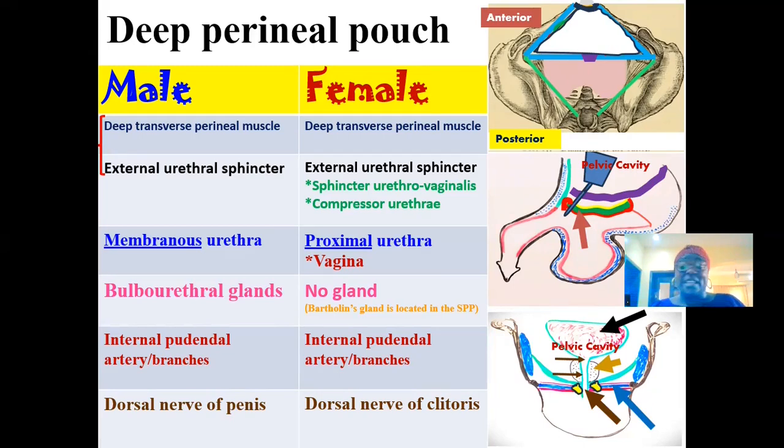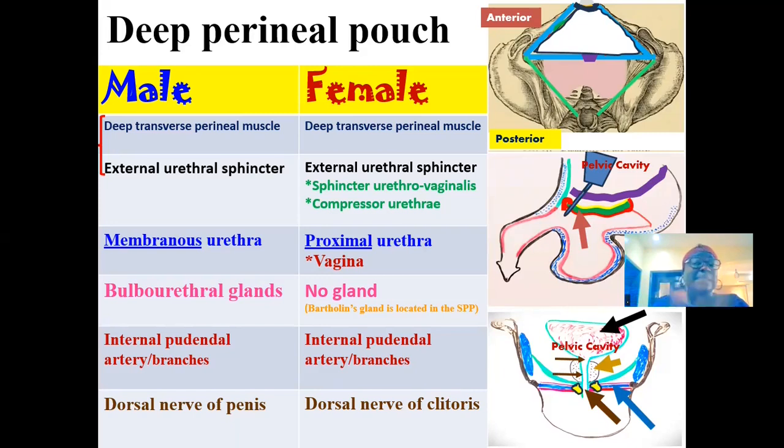The female counterpart of the bulbourethral gland is the Bartholin's gland. This gland is not located around this region. It is seen to be located in the superficial perineal pouch, and when we get to that region of the lecture, we would be highlighting this gland. And that is why there are no glands located in the deep perineal pouch in the female. So it's good for us to take note of this. This is all about the viscera that are located within the deep perineal pouch.